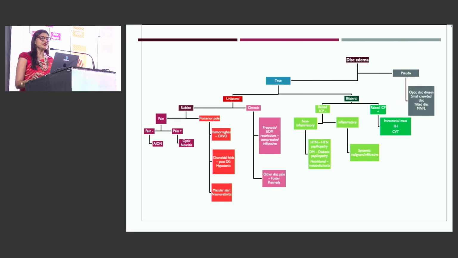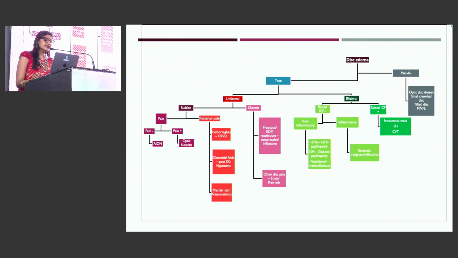Pseudopapilledema also, I believe there is another session. So let's go to this flow chart. So you have disc edema. Find out whether it is true or pseudo. Is there a lumpy appearance? Is there high hypermetropia? Then if it is true, you go into unilateral or bilateral.